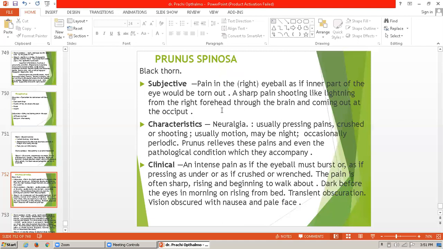Then Prunus spinosa. Prunus spinosa, the common name is blackthorn. Subjectively, the patient feels pain in the right eyeball, as if the inner part of the eye would be torn off, and a sharp pain shooting like lightning from the right forehead through the brain and coming out at the occiput. The characteristic is neuralgia, usually pressing pain, crushing or shooting, usually worse from motion, maybe at night, occasionally periodic.